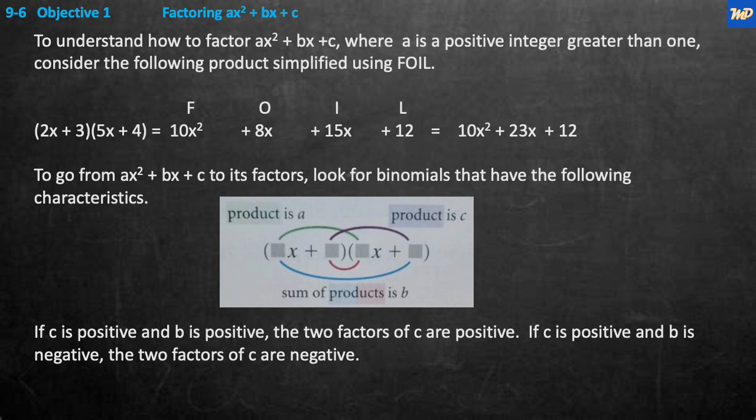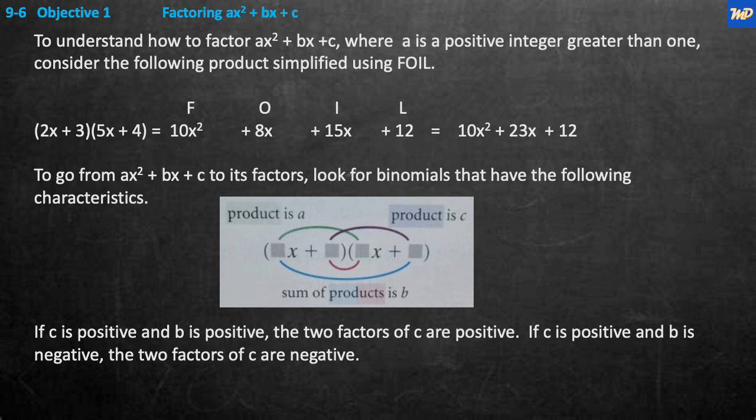Objective 1. Factoring ax squared plus bx plus c. To understand how to factor ax squared plus bx plus c, where a is a positive integer greater than 1, consider the following product simplified using FOIL.